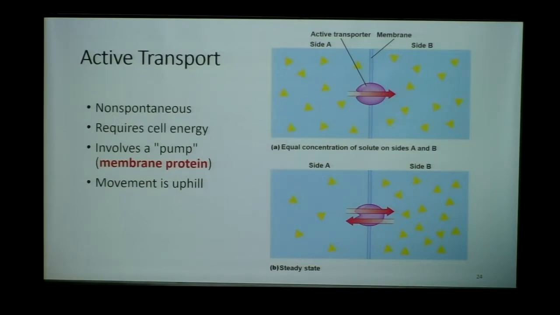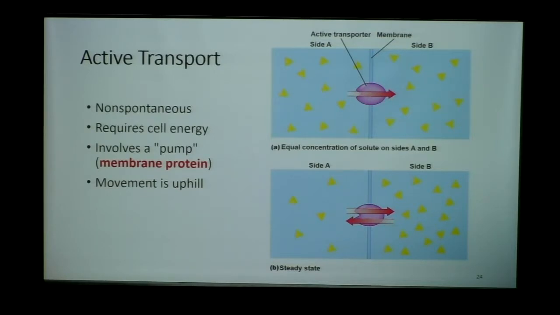We already talked about some of the separating or unique features of active transport. It is non-spontaneous. It requires cell energy. That energy is usually going to be in the form of ATP, which is our currency, so to speak. It involves a pump of some type, and this is a membrane protein. So this is also a protein.